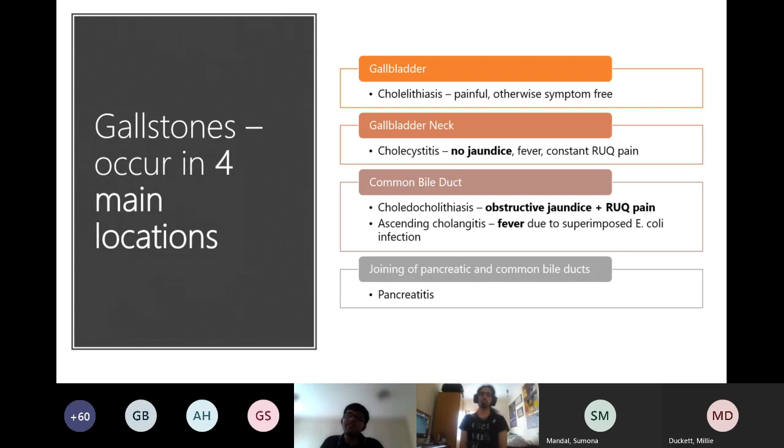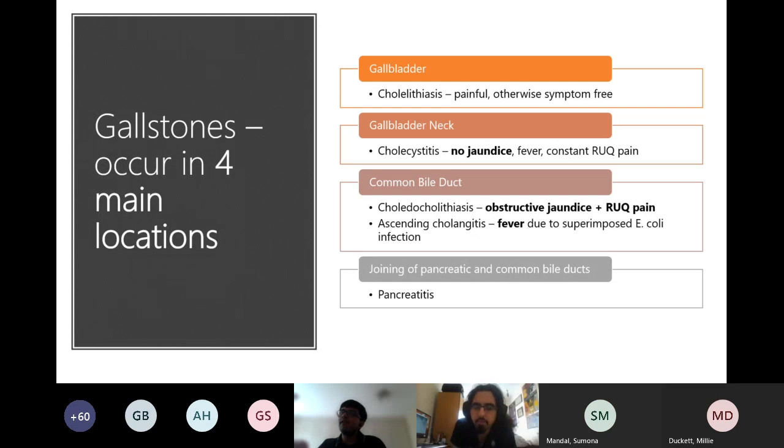Mirizzi syndrome, I think, is something different. I can't remember what that is. Ahmed, what's Mirizzi syndrome? That came up last year. So Mirizzi syndrome is when you have a gallstone within your gallbladder that's compressing the common bile duct. Yeah, that's what it is. That's super rare, by the way. That's good knowledge, but it's super, super rare. It's called cholelithiasis. They are in pain because they have stones in their bladder. They're usually symptom-free. They might not even be in pain all the time.